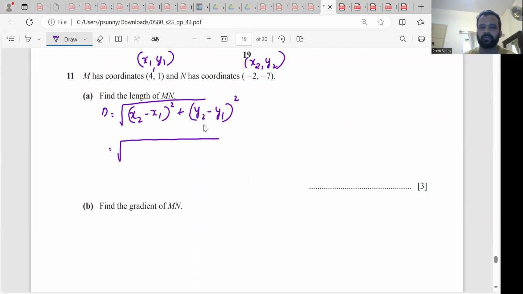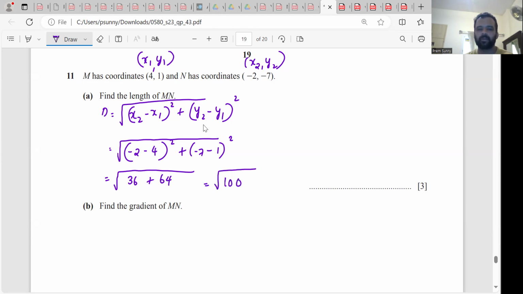So this is basically root of, what is x2? x2 is minus 2. Already there is a negative sign, so put that negative sign. x1 is 4, square, plus y2. What is my y2? Minus 7. Already there is a negative sign. Then y1 is 1. So minus 2 minus 4 is minus 6. Minus 6, the whole square is 36, plus minus 7 minus 1 is minus 8. Minus 8, the whole square is 64. So this will give me root of 36 plus 64, that is 100. Root of 100 is 10. So the length of MN is 10.